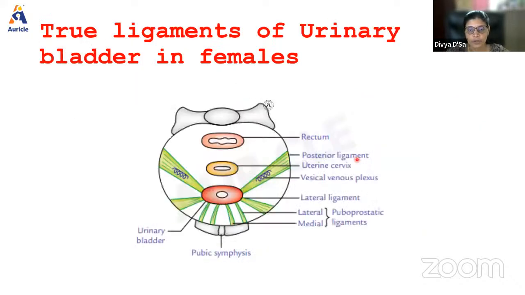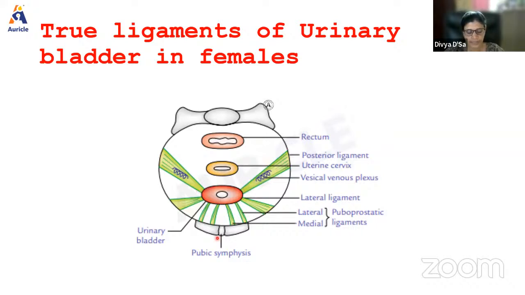So in females, we also see the 2 ligaments of the urinary bladder. Here we have the lateral ligaments, 2 lateral ligaments, and the lateral puboprostatic ligaments, which will be in the male. Puboprostatic ligaments we see in the male. Lateral and medial near the pubic symphysis. This is anterior, this is posterior, and here we see a pair of posterior ligaments.